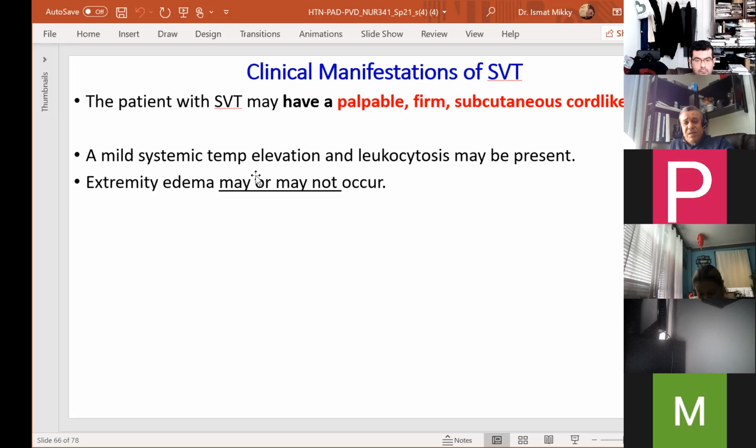In addition, extremity edema may not occur, so that's not a must. It's not necessarily that a patient with SVT will have edema, but most likely you will see that in a DVT.